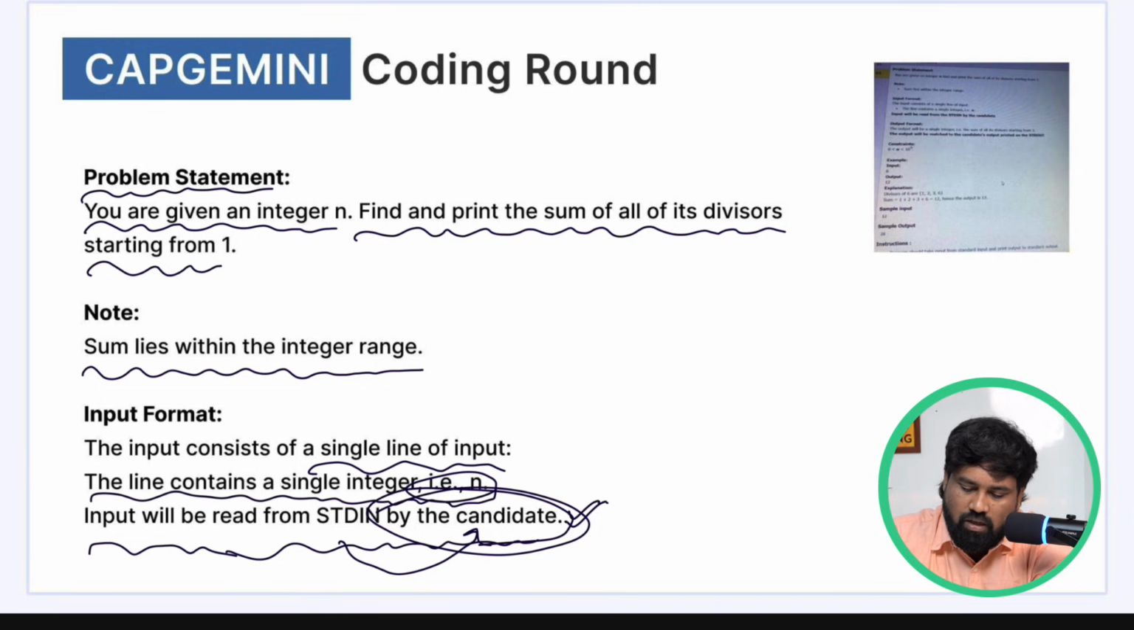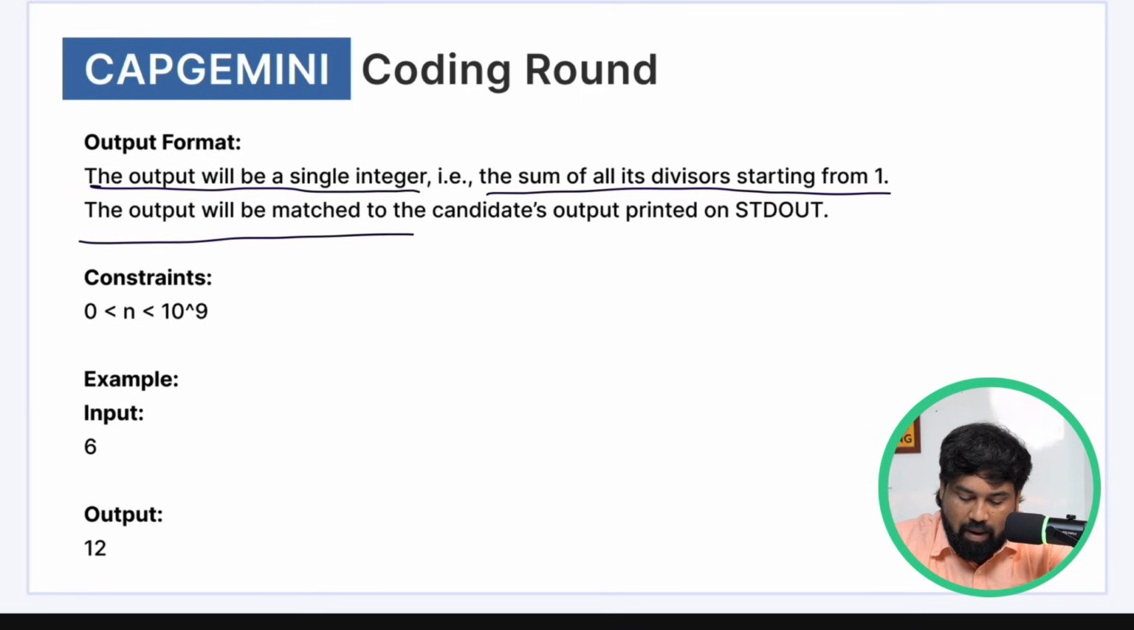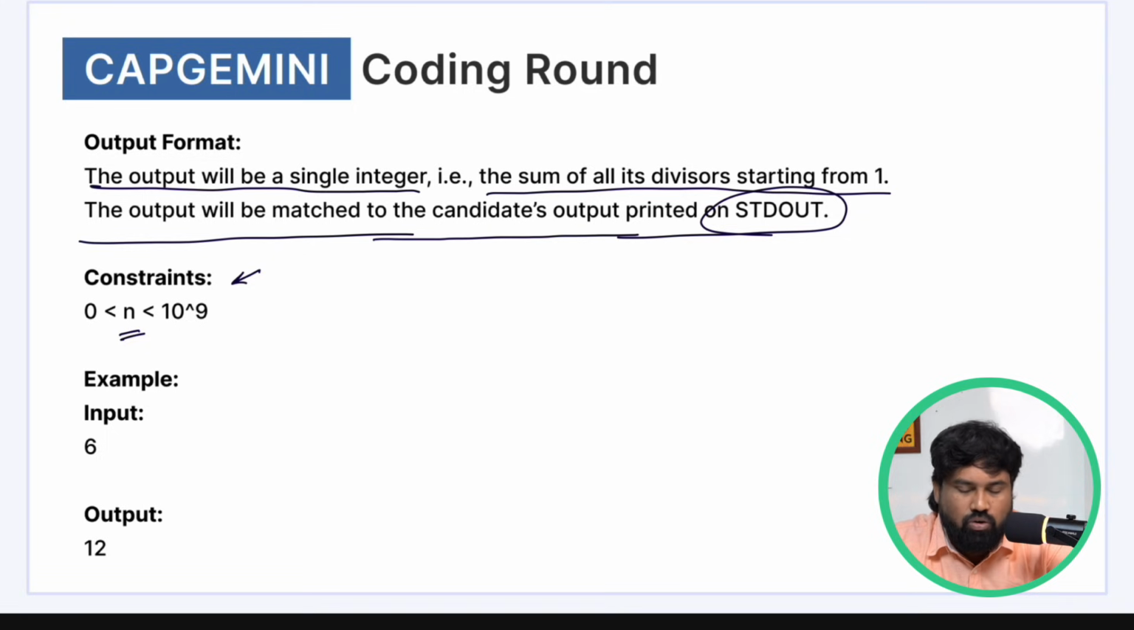Here is the question screenshot I have taken. It will be a little bit blurry, so that's why I have converted it into text. The output will be a single integer, that is the sum of all the divisors starting from 1. The output will be matched with the candidate output printed on stdout. The constraints they have given: the value ranges from 0 to 10 power 9. If the input is 6, the output is 12.